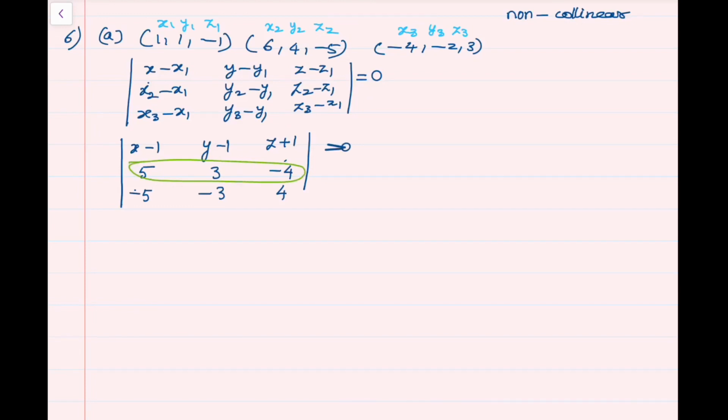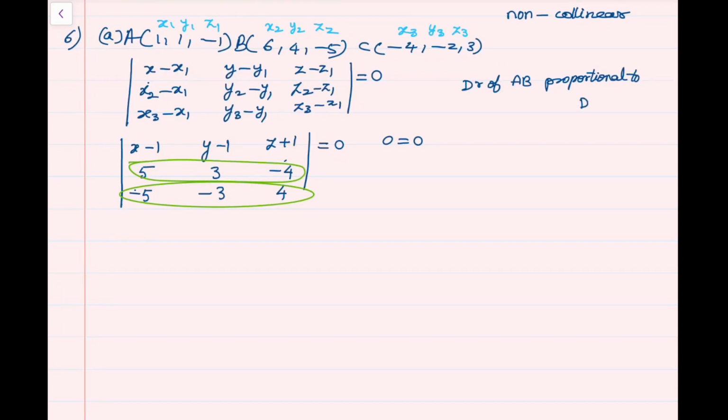Look at the second and the third rows, they are proportional. If you expand this determinant, you will get 0 equal to 0. Let us name these points as A, B, C. Therefore, DRs of AB are proportional to DRs of AC. That means AB is parallel to AC. That means A, B, C are collinear points.